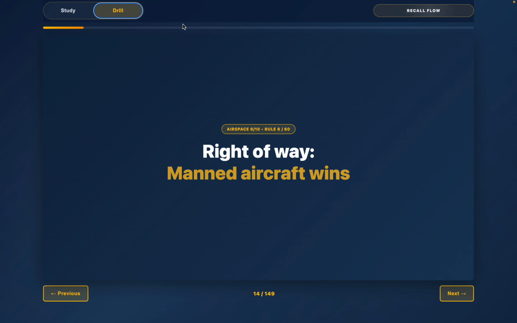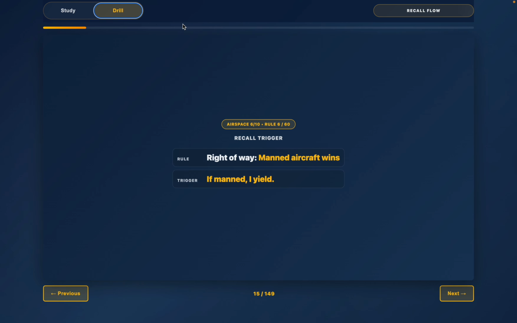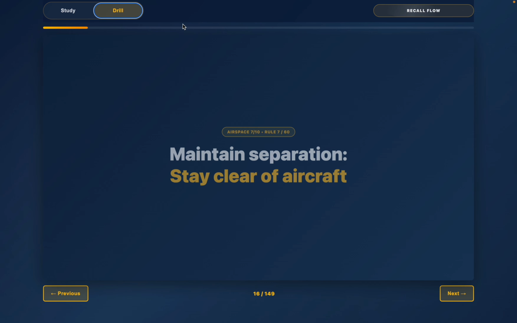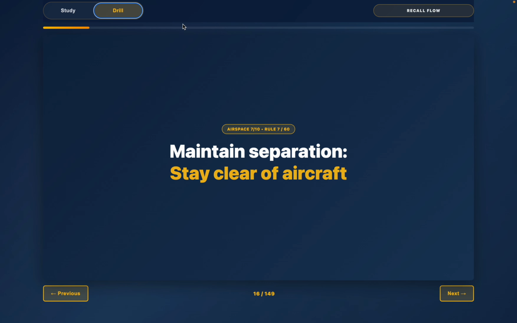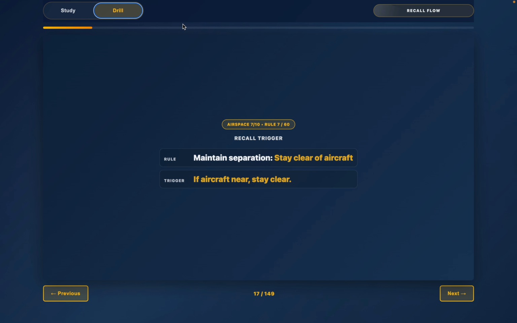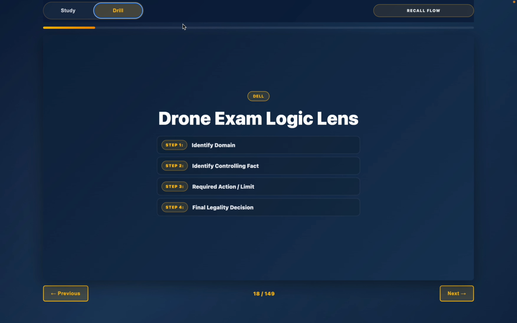Rule 6. Right-of-way rules exist because not all aircraft maneuver the same way. Responsibility shifts to the aircraft with the most flexibility. Trigger phrase, if manned, I yield. Rule 7. Separation is about preventing conflicts before they develop. Distance is created early, not reacted to late. Trigger phrase, if aircraft nearby, stay clear.